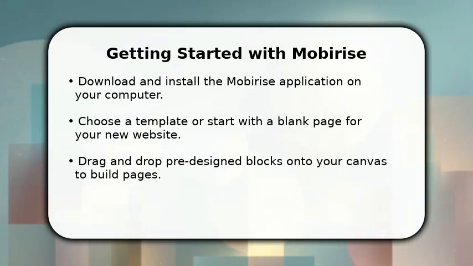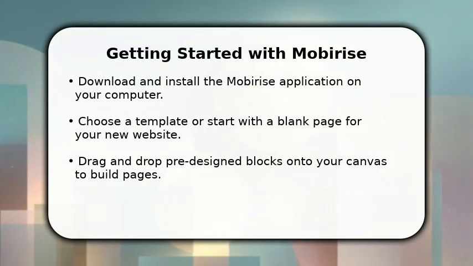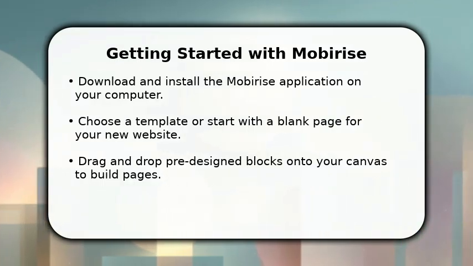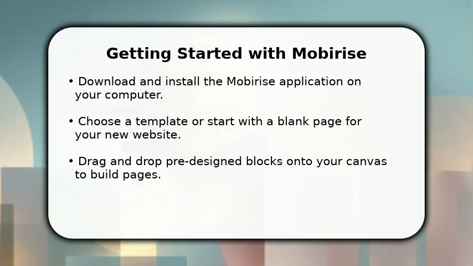In this video, I will explain how to use Mobirise website builder. First, you will need to download and install the Mobirise application on your computer. Once installed, open the program and select a pre-designed template or begin with a blank page to start your project.